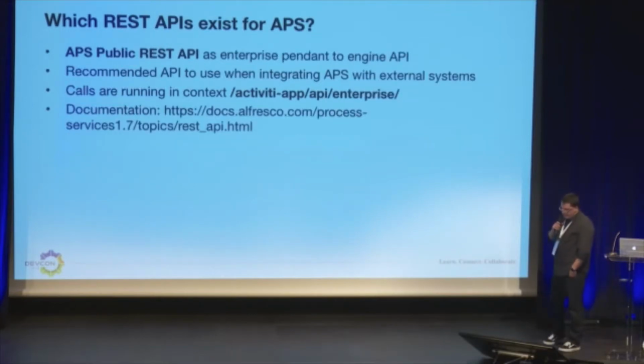The most important API then is the public REST API, which is the recommended API to use when integrating APS with external third-party systems. Those calls are running in the context Activity App API Enterprise.